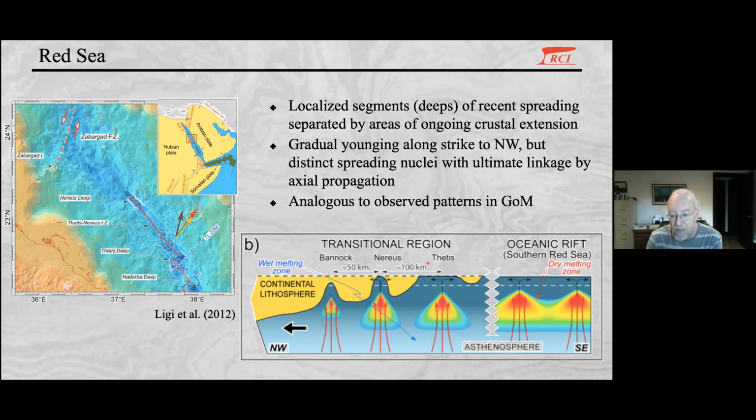You just have to flip this figure around so that on the west would be ongoing spreading, whereas in the east, you're getting pockets of spreading that later get linked by axial propagation.